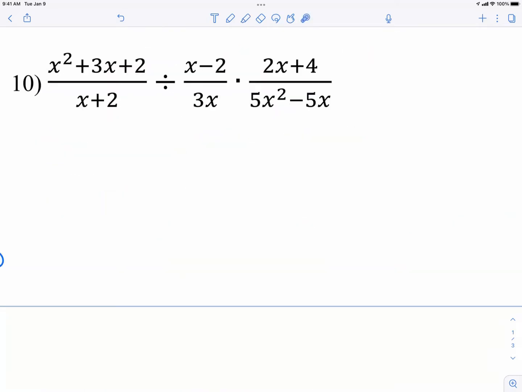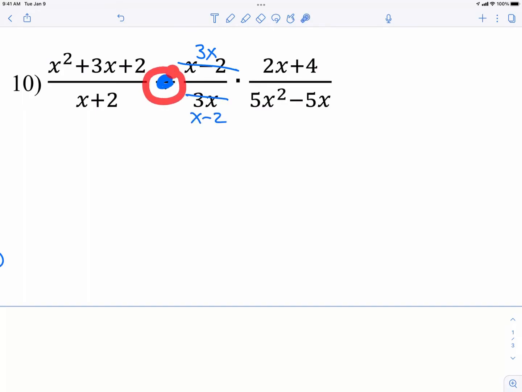All right, here is number 10. Now we notice that between the first two fractions is division. Between the second two fractions is multiplication. And when we're dividing fractions, we change it to multiplication and flip the second fraction. So let's go ahead and do that. I'm going to change this division to multiplication. And then we're going to flip this fraction. So we're going to end up with 3x on the top and x minus 2 on the bottom.